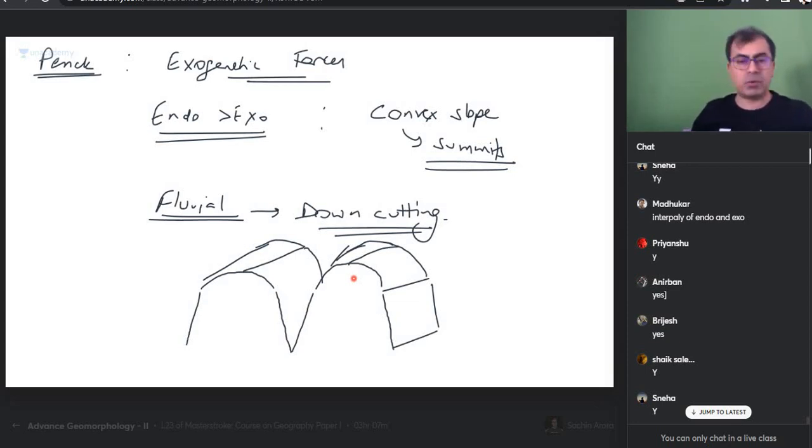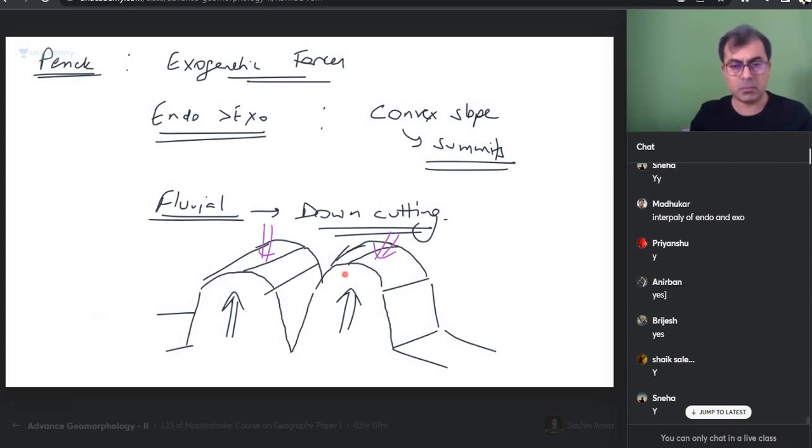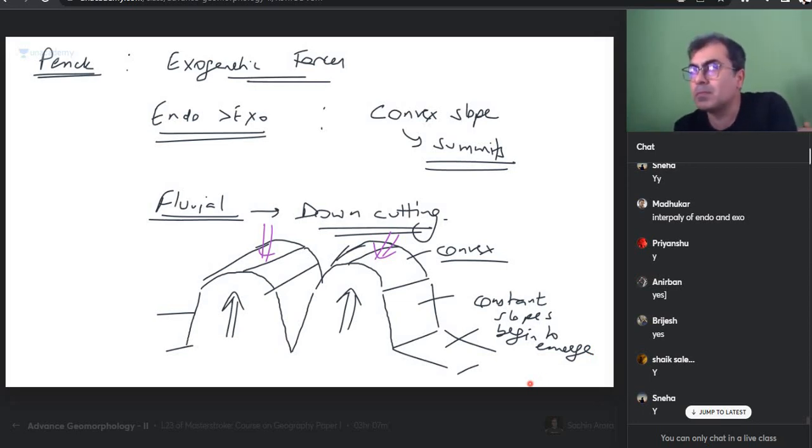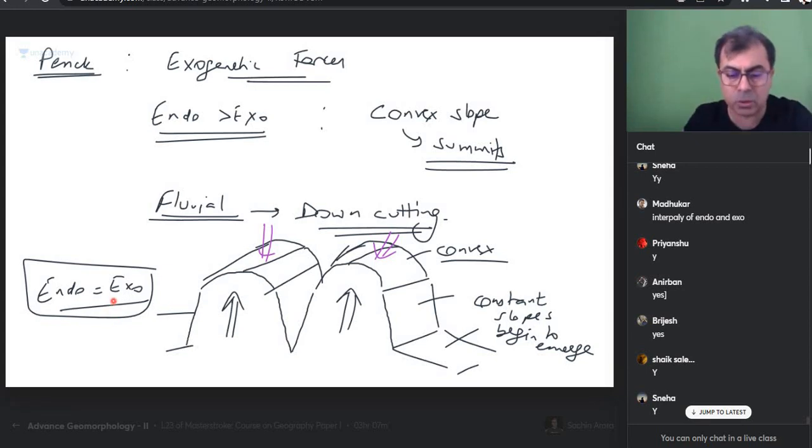With time, as the endogenetic forces are matched by exogenetic forces, constant slopes begin to emerge. पहले क्या थी? Convex. But as the exo are matched, constant slopes begin to emerge. This stage where endo is equal to exo marks the beginning of slope replacement through parallel retreat.